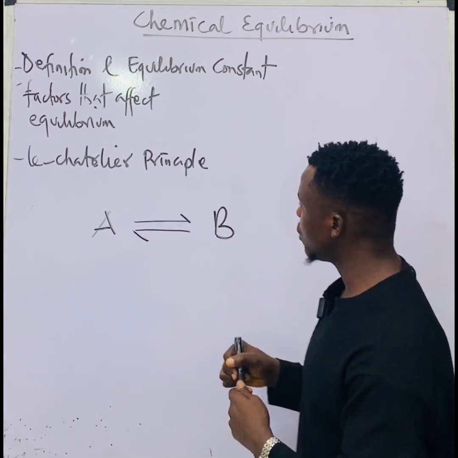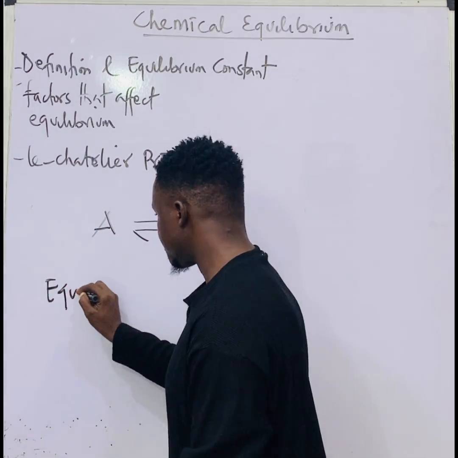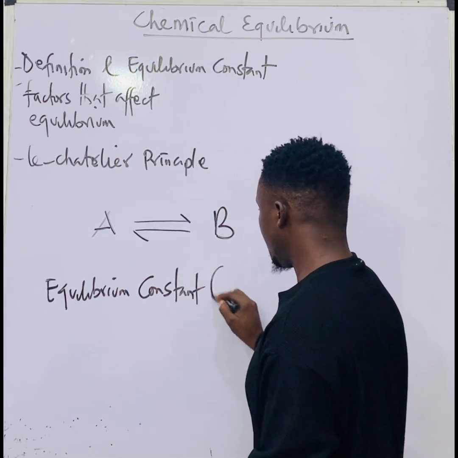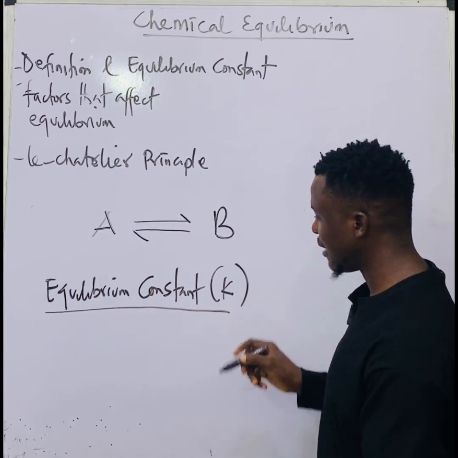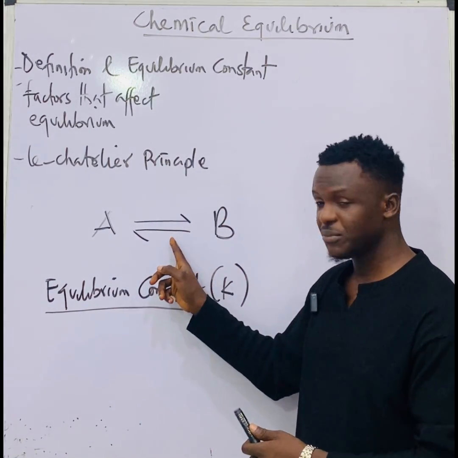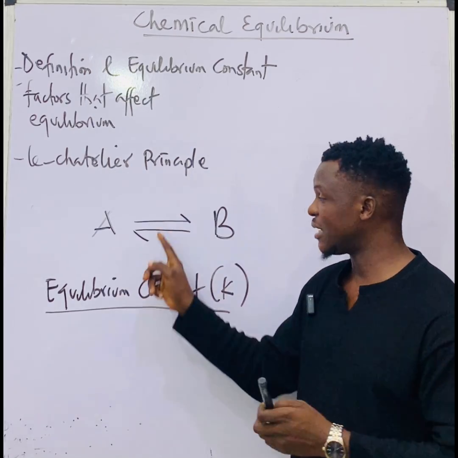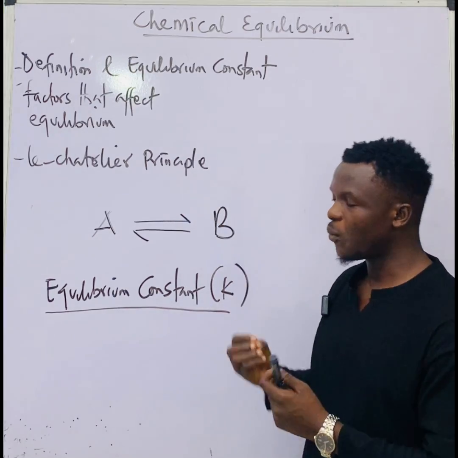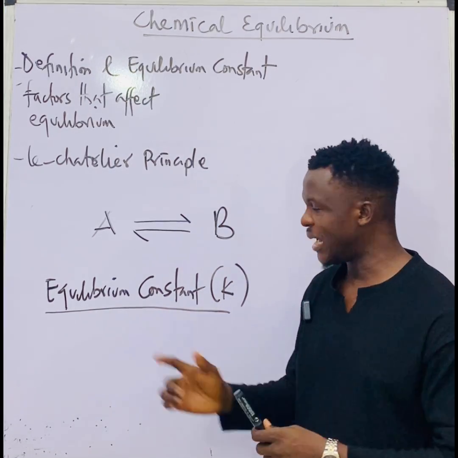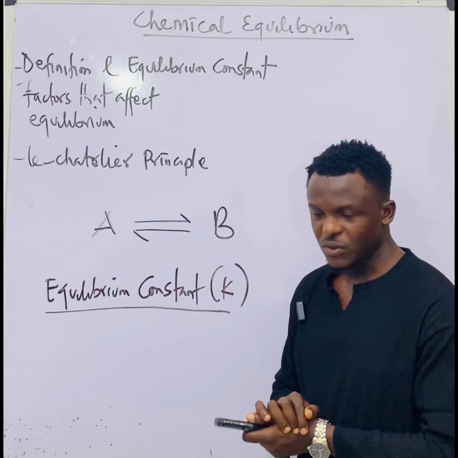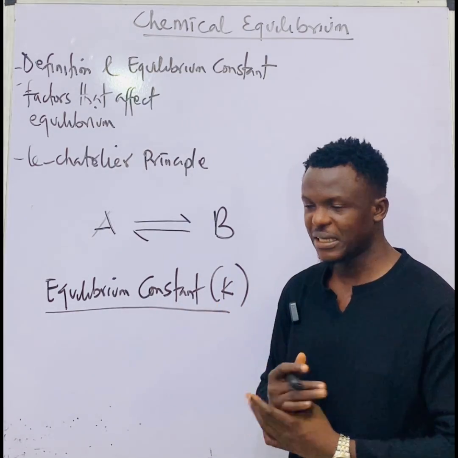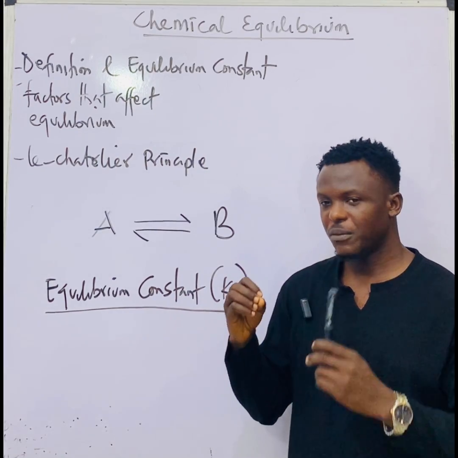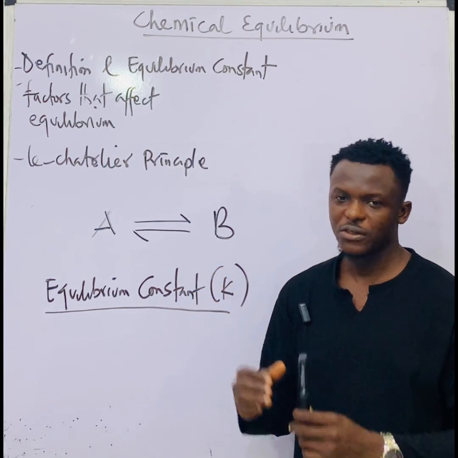Now, the next thing we need to talk about is the equilibrium constant. Equilibrium constant has a symbol of K. Class, anytime you see a reaction that has these two arrows, it means that the reaction is in equilibrium. And for every reaction that is in equilibrium, there has to be an equilibrium constant. So how do we write the equilibrium constant expression? It is a ratio of the product concentration to that of the reactant.